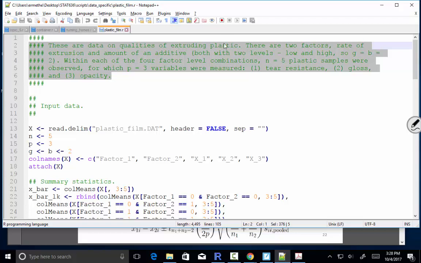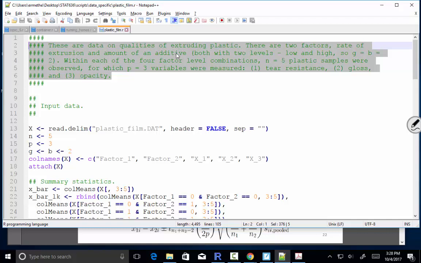The plastic film data are an example of a 2-factor problem. For each sample of this plastic, there's 2 factors. One of them is called rate of extrusion, and the other is about the amount of an additive. Both of these are categorical variables. That's what a factor is, just a categorical variable. And both of these factors have just 2 levels, low and high. So there's low extrusion and high extrusion, low additive and high additive.